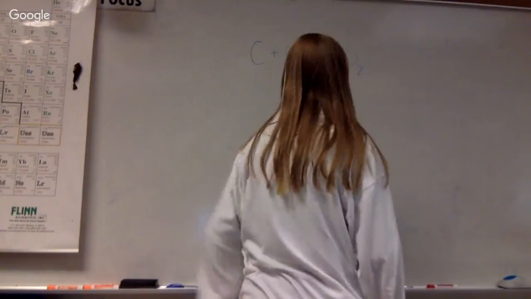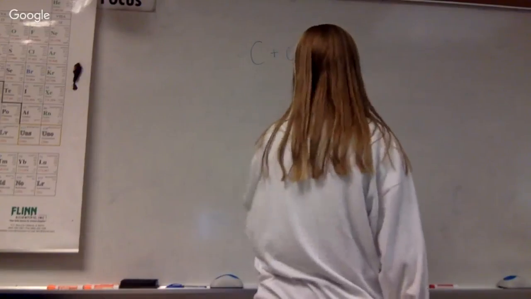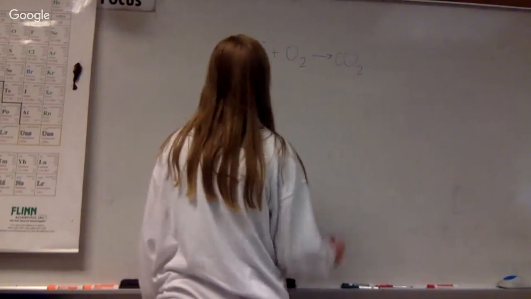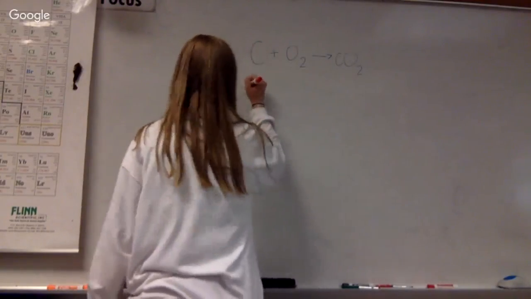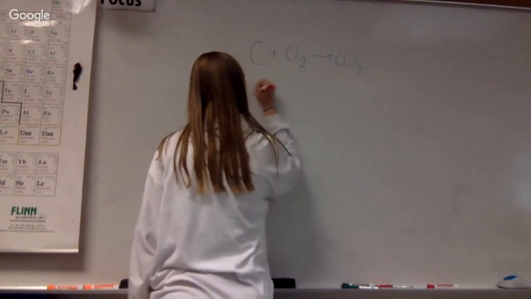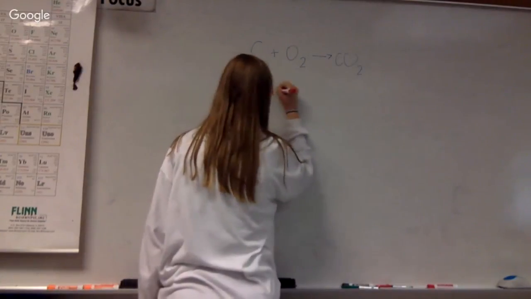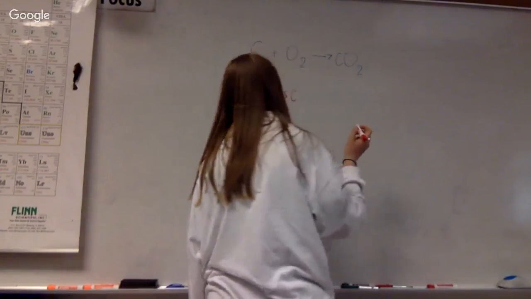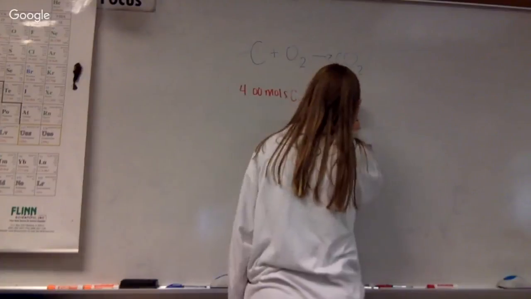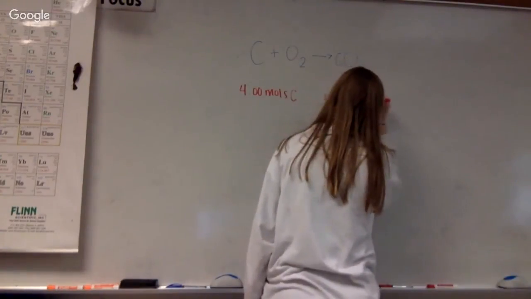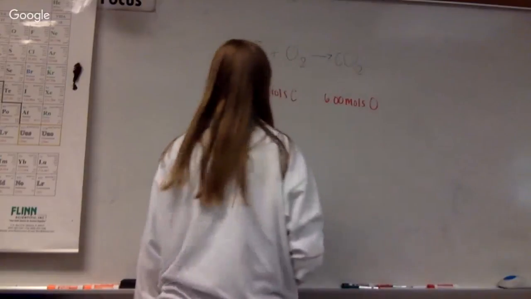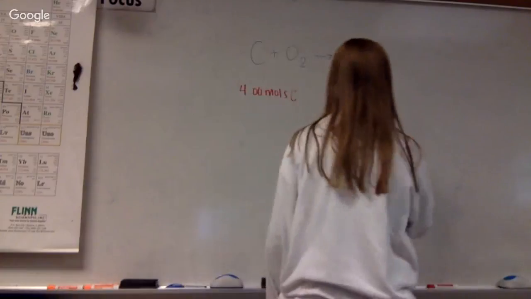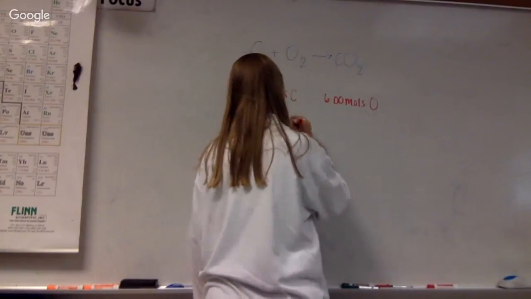Now, the easiest recipes to follow are the 1-to-1-to-1 ratios. Agree? Now, if I were to tell you in this case, I have 4 moles of carbon. Let's go 4.00 just to make it fun. Because how fun is that? And I have 6 moles of oxygen. Question is, how many moles of CO2 will be formed? So write a little question mark, moles of CO2.